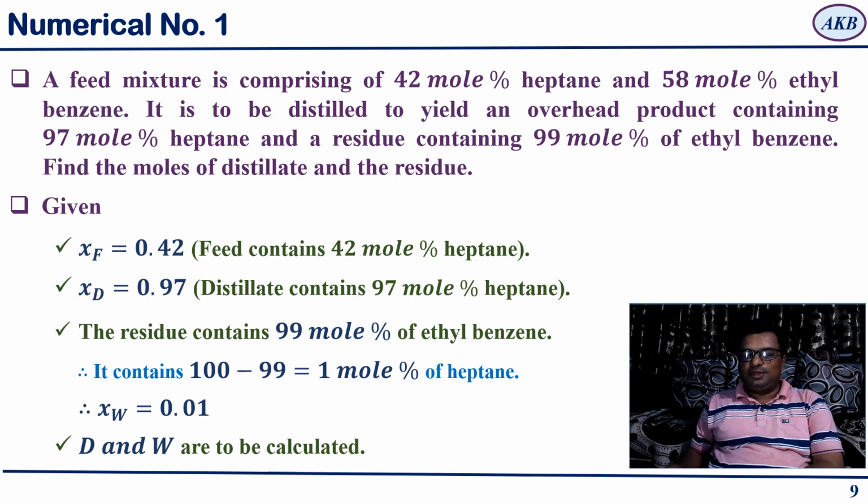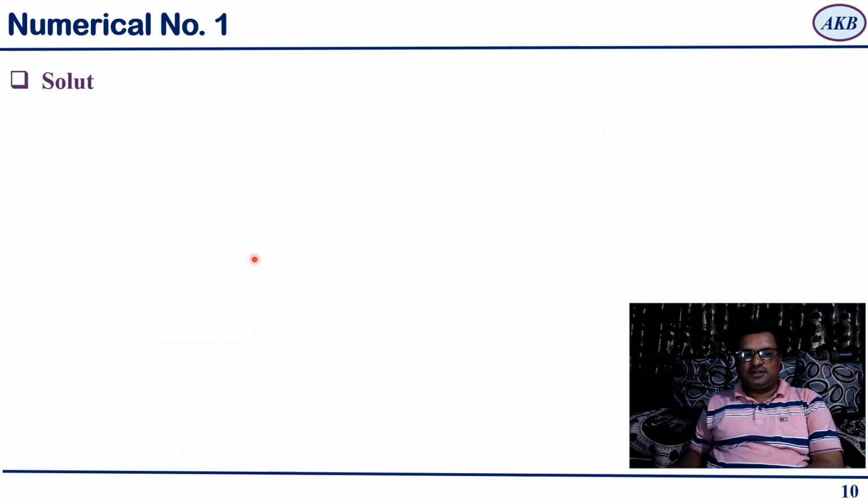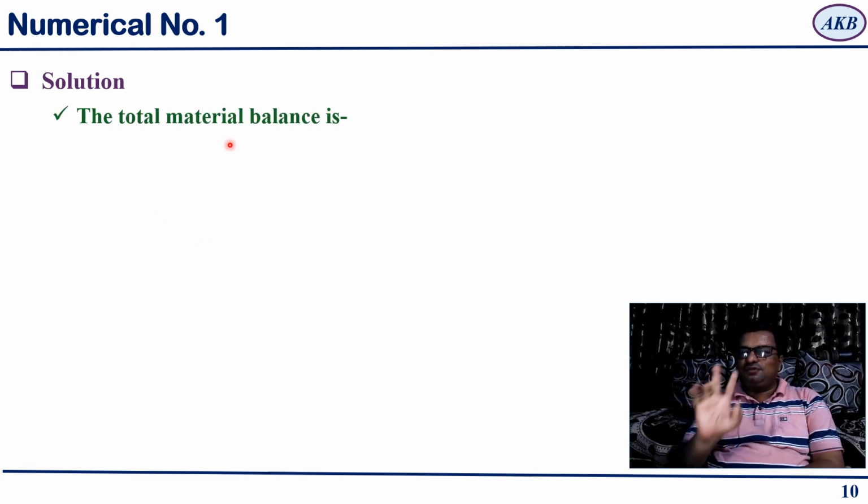With all this given information, we are supposed to get D and W. D and W are to be calculated. Now let us start the solution. We have to use two equations. Which are these two equations? One is the total material balance, the balance for total moles. The other one is the component material balance, the balance for moles of the more volatile component. So let us first write down the total material balance.